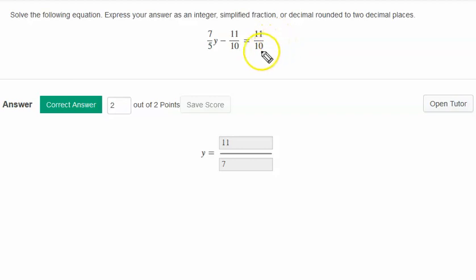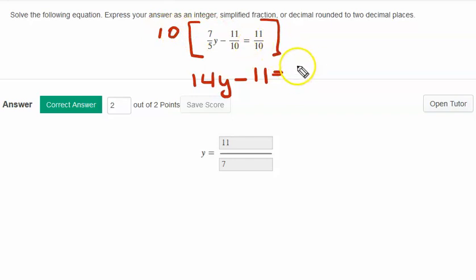Now let's do it the other way too. So we're going to multiply everything by the least common denominator, which is 10 here. So 5 will go into 5 once. This will be 2. 2 times 7 is 14y. 10 just cancels out here. This becomes an 11. 10 cancels out here, and this becomes 11.